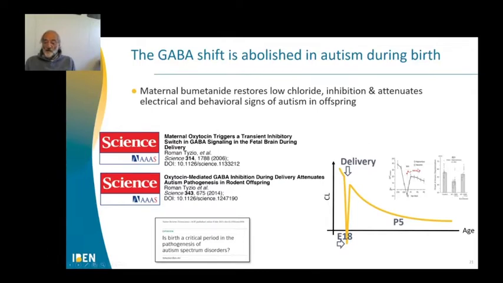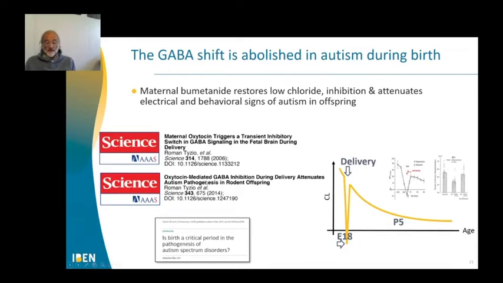Interestingly, oxytocin, the hormone that triggers labor, if you block oxytocin, you also block this chloride reduction, meaning that oxytocin triggers delivery, triggers birth and uterus contraction, but at the same time produces a sort of neuroprotective action on the neurons of the brain to overcome the stress associated with delivery.